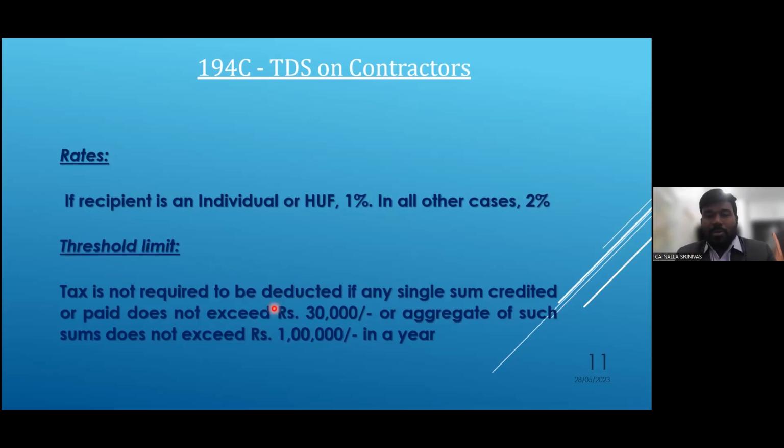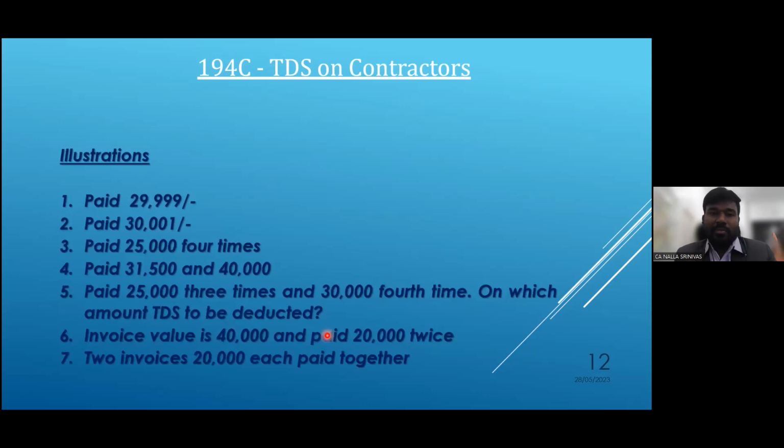So the threshold limit is a bit tricky. If an individual payment does not exceed 30,000, TDS need not be deducted. If the aggregate payment does not exceed 1 lakh, no TDS needs to be deducted. Here we see a couple of instances: where they paid 29,999, TDS is not applicable. Where they paid 30,001, the individual payment exceeded 30,000, so TDS is applicable on that.